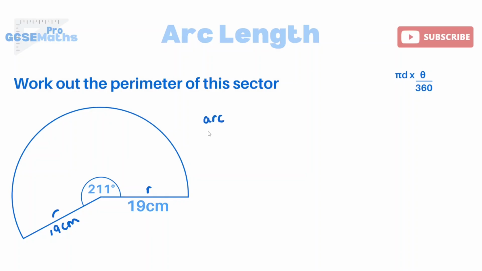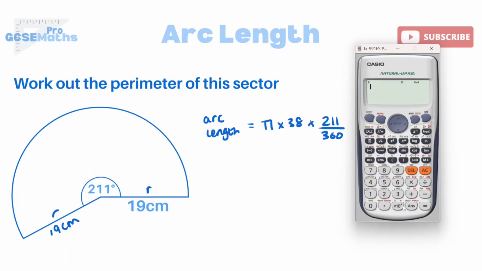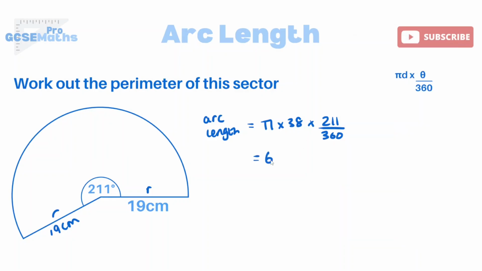So first of all, let's do the arc length. Same formula as before. Pi times the diameter, which I know is 38, because 2 times 19 is 38, times by the angle, 211 over 360. So pi times 38 times 211 over 360, which gives me roughly 69.97. Just going to write down a couple of the decimal places there. Okay, so that's the arc length.